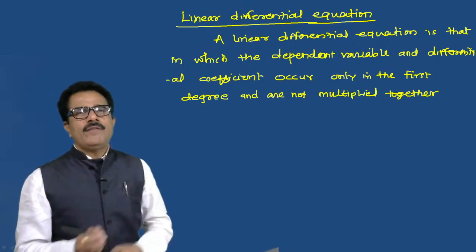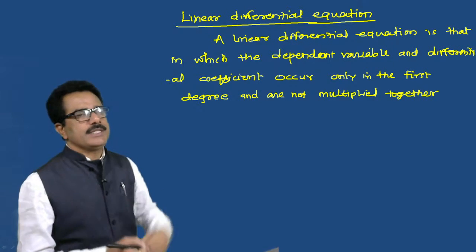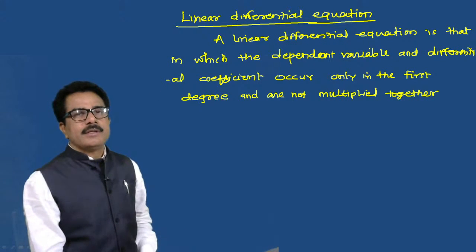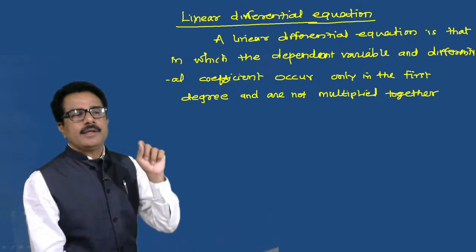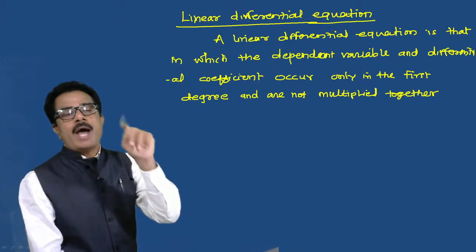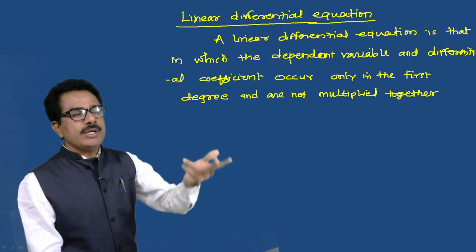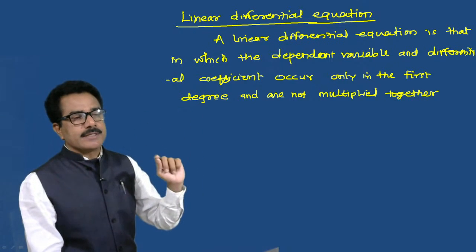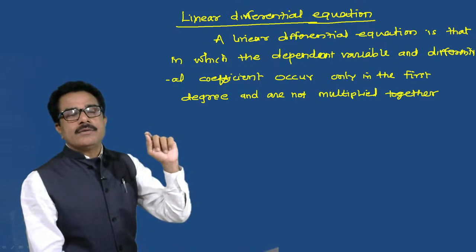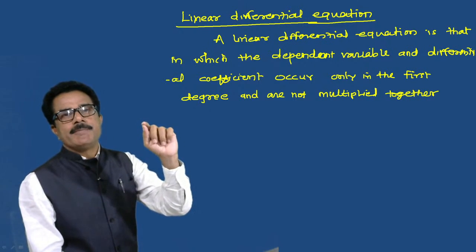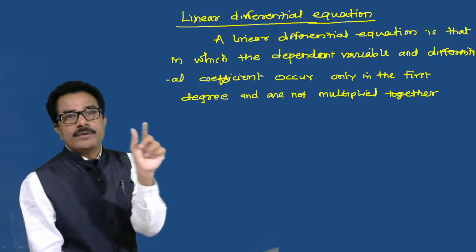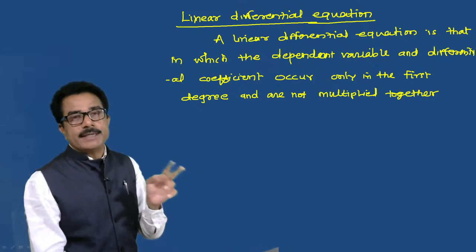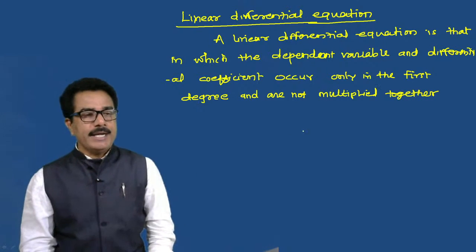Now, the general form of a linear differential equation. A linear differential equation means a differential equation in which the dependent variable, y, and its differential coefficient, dy by dx, occur only in the first degree, means the index of both terms is equal to 1, and they are not multiplied together. They cannot be multiplied with each other.